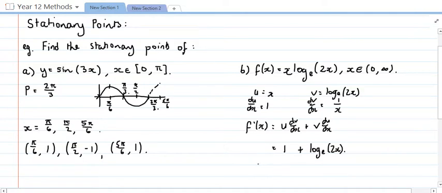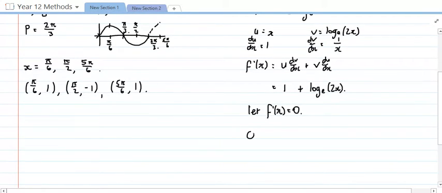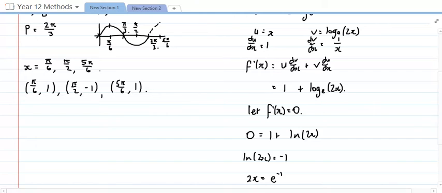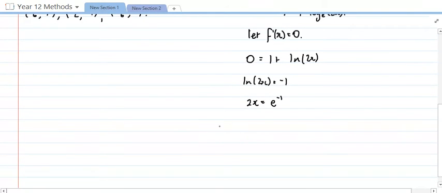Okay, next, remember that we need to let the gradient equal 0. So let f dash x equal 0. And from there I can write 0 equals 1 plus log e of 2x. I'm going to minus 1 on both sides. So log e of 2x is equal to negative 1. Need to do e to the power of on both sides. So I get 2x equals e to the power of negative 1, which is the same as 1 over e. So 2x equals 1 over e. And then just divide by 2 on both sides to get x equals 1 over 2e.